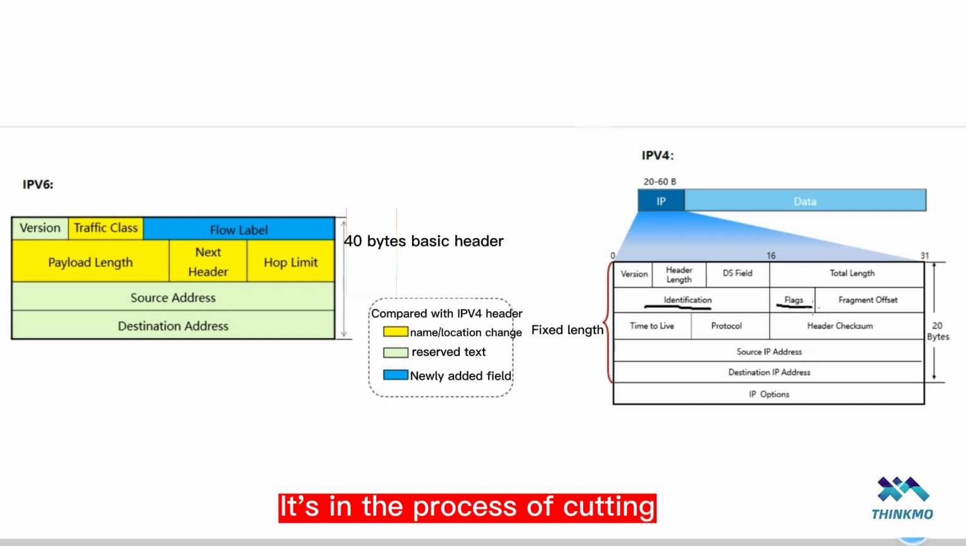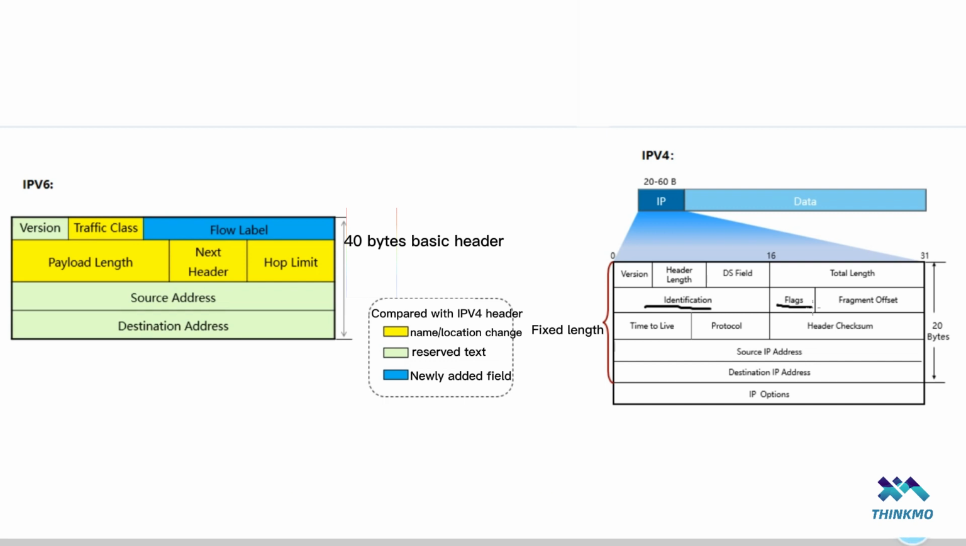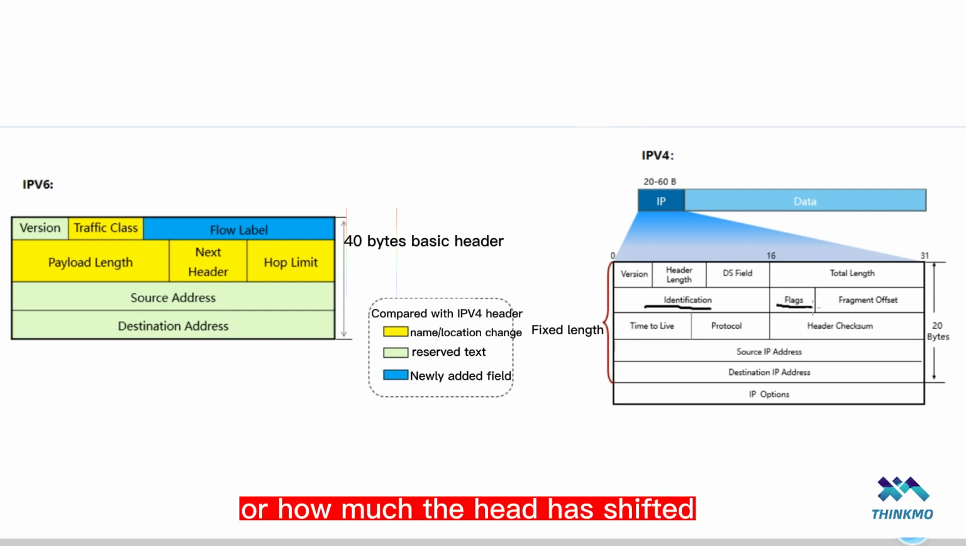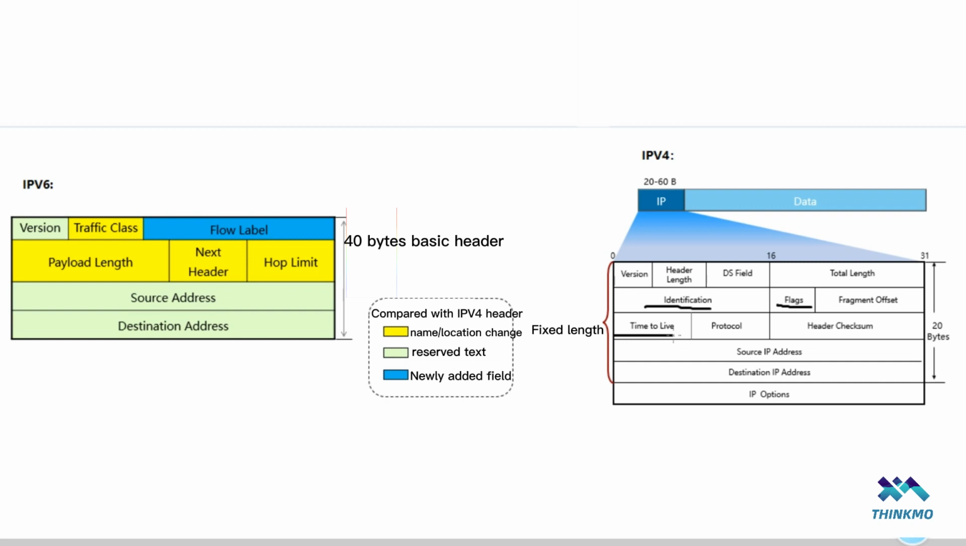It's in the process of cutting. It has the corresponding offset, the distance from the first shard, or how much the head has shifted. Let's talk a little bit about the others. Time to live, what we call TTL, is used to prevent loops.